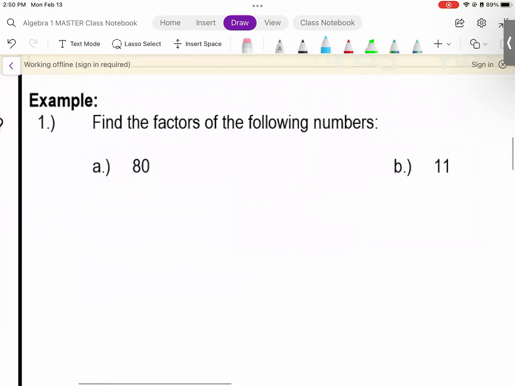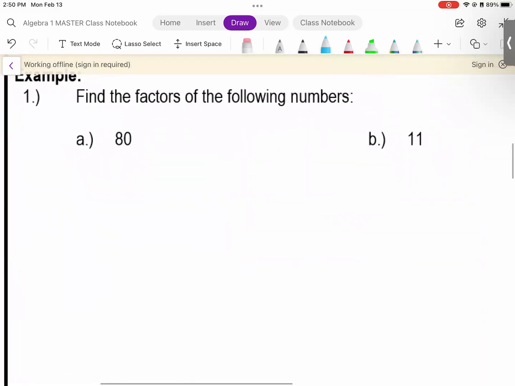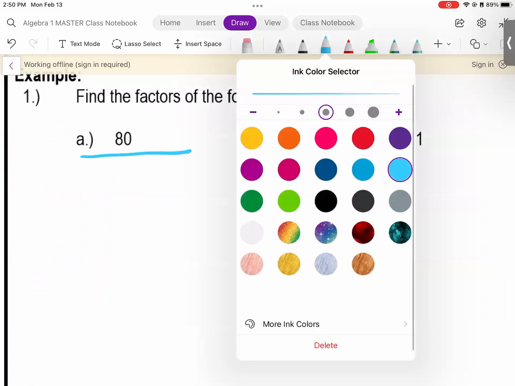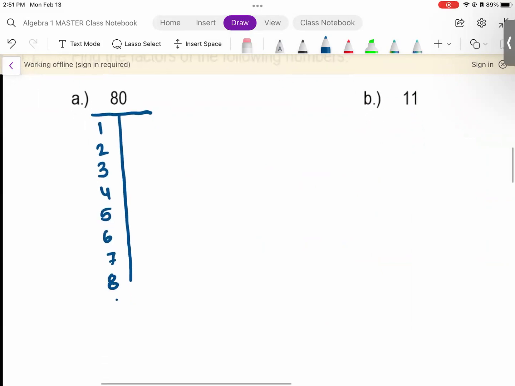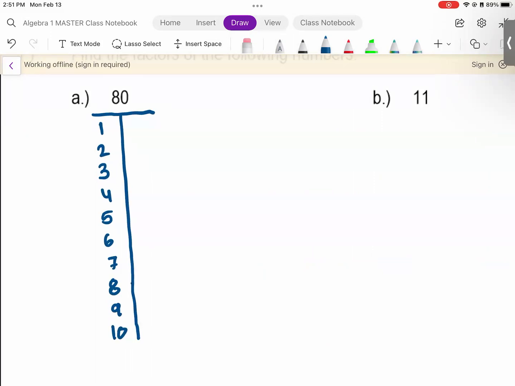All right, so this is how I like to do them. I would highly encourage you to do the same. I'm going to create a table for 80. And what you're going to do is you're going to create a table. And I like to use numbers 1 through 10. So 1, 2, 3, 4, 5, 6, 7, 8, 9, 10.